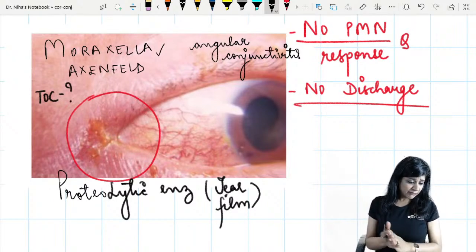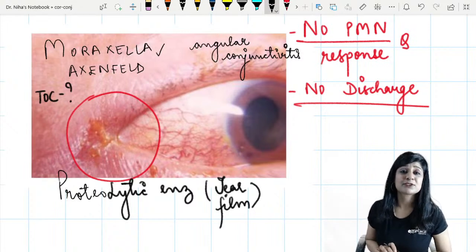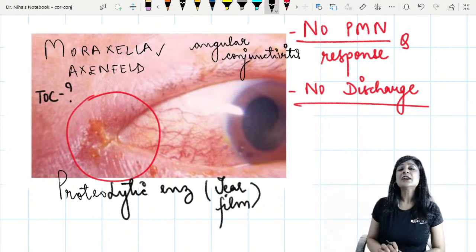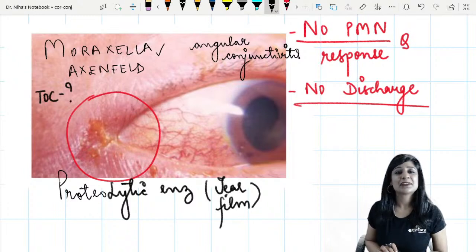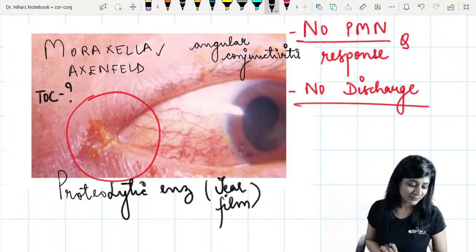So, everybody of you are correct. Now, you have to tell me the treatment of choice, because maximum times when they're asking the question on Moraxella Axenfeld or the angular conjunctivitis, they are asking you the treatment. So, anybody who knows what is the treatment?